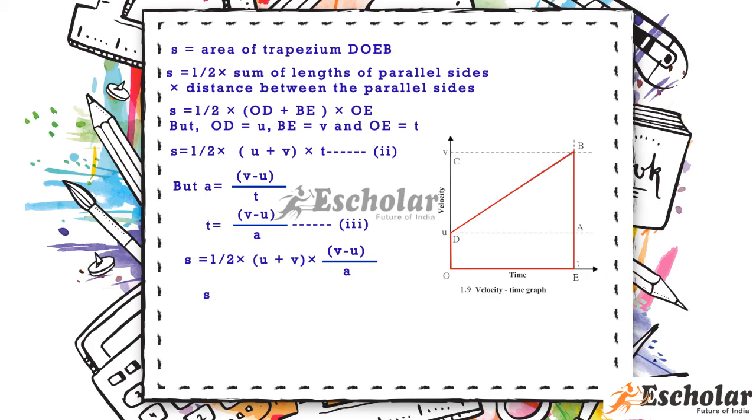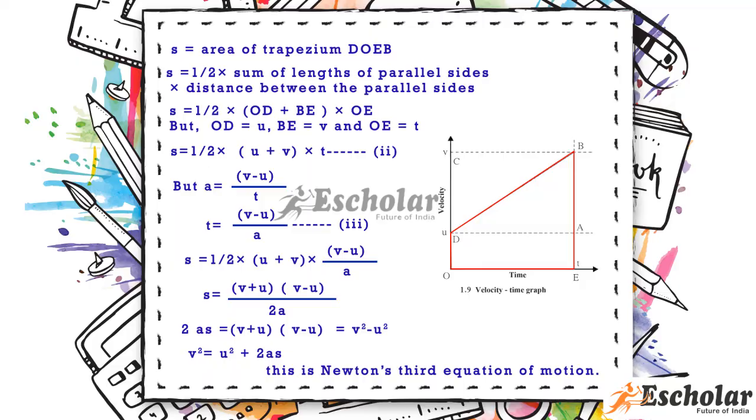That is S equals (V plus U)(V minus U) upon 2A. That is 2AS equals (V plus U)(V minus U) equals V squared minus U squared. That is V squared equals U squared plus 2AS. This is Newton's third equation of motion.